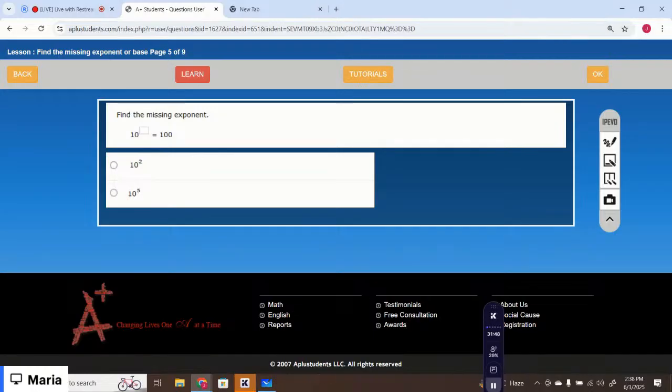Find the missing exponent. So which is the missing exponent? Option number 1 is the correct option. That is 10 exponent 2, because on the left hand side, 100 has two zeros, so 10 exponent 2 equals 100.